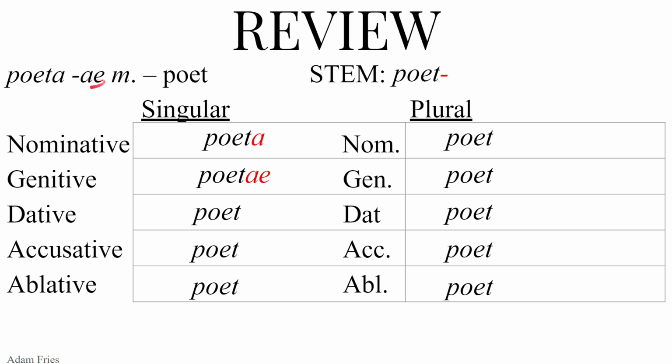Its genitive singular ending is ae. If the genitive singular of a noun is ae, it must be a first declension noun and must have first declension endings: a, ae, ae, am, a, ae, arum, is, as, is. So we get poeta, poetae, poetae, poetam, poeta, poetae, poetarum, poetis, poetas, poetis.